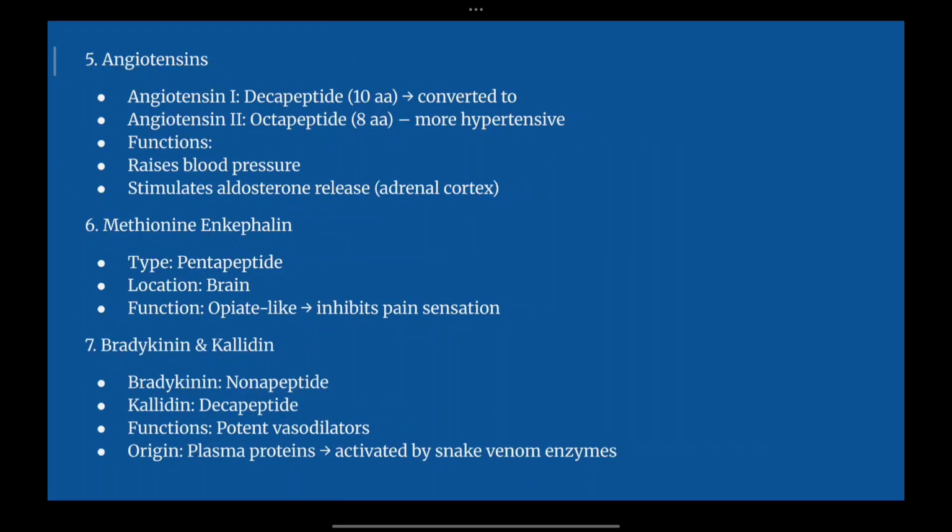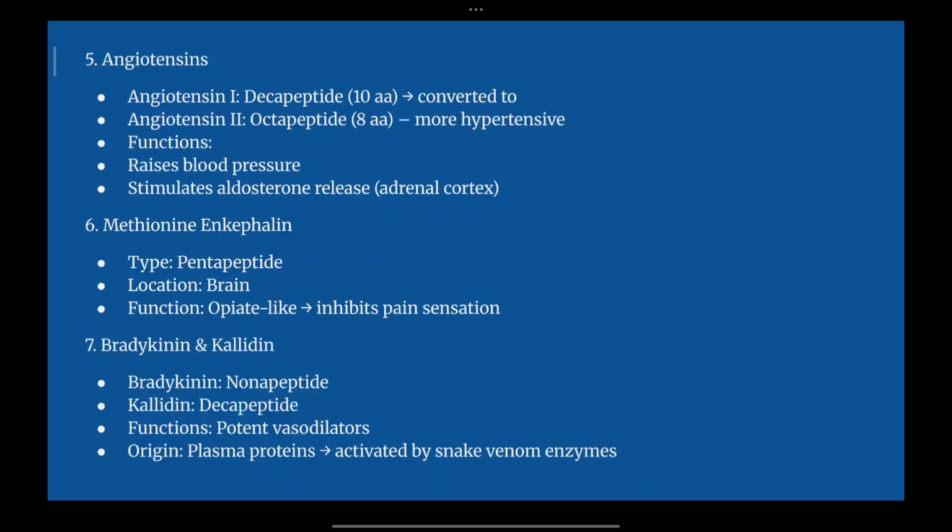Angiotensins. So these are of two types. One is angiotensin 1 and angiotensin 2. The angiotensin 1 is a decapeptide, wherein 10 amino acids are present, and they are converted into angiotensin 2. So angiotensin 1 can be converted into angiotensin 2, which is an octapeptide containing 8 amino acids. This angiotensin 2 is more hypertensive, causes more hypertension.